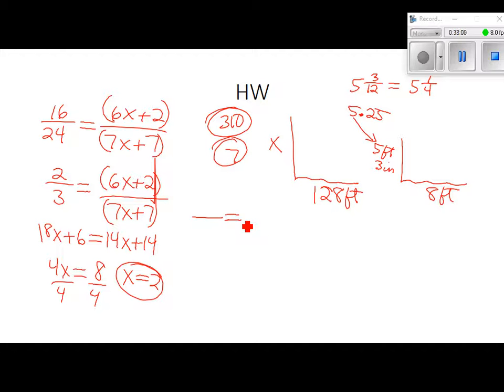What if it said 4? 5 feet 4 inches. Instead of 3 over 12, we put what? 4 over 12. What if it said 6 inches? 5 foot 6 inches. 6 over 12, and you reduce that down. What matches up here? 128 over 8. What else? Be careful. What goes on top? x over 5.25. Solve that for me real quick.